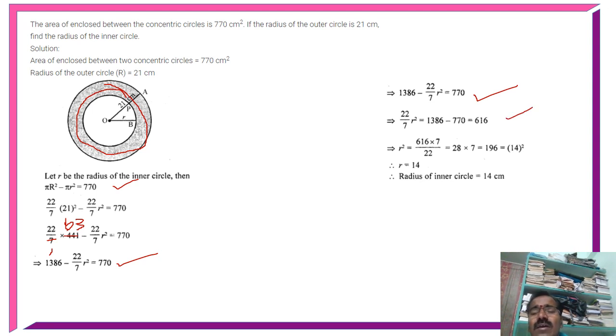After transposing, we take the reciprocal, and cancelling, we get r square equals 196, which is 14 square. The square and square cancel, since if the bases are equal we can cancel the squares. So r is 14. The radius of the inner circle, which we needed to find according to the problem, is 14 centimeters. If they ask for the diameter, it is 2 into radius, 2 into 14, 28 centimeters.